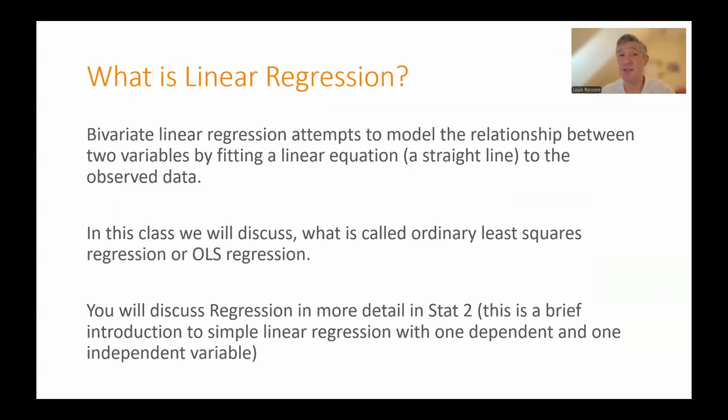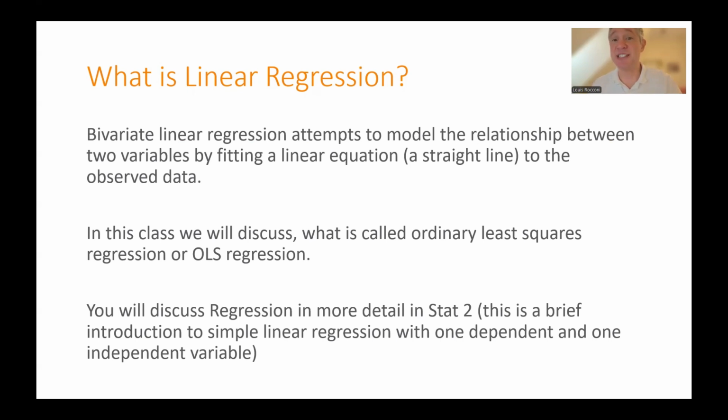Let's talk a little bit about linear regression. Bivariate linear regression attempts to model the relationship between two variables by fitting a straight line to the observed data. So you can think of our scatter plot, and we're trying to fit a straight line to it. You can think of that line as the measure of central tendency for our two variables. What one line would best represent the relationship between these two variables? And that's what linear regression tries to get at.